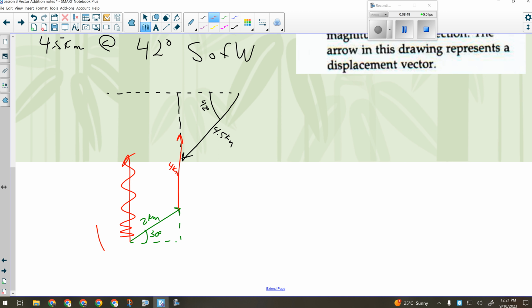Because if I'm looking at this trip here, what does this line represent? Displacement? Yeah, that represents your total displacement. Your total distance is 6 kilometers. You went 2, then you went 4. But your displacement is a vector quantity. It's that straight line change of position. Your initial position is here. Your final position is here. That's your displacement, your change in position.